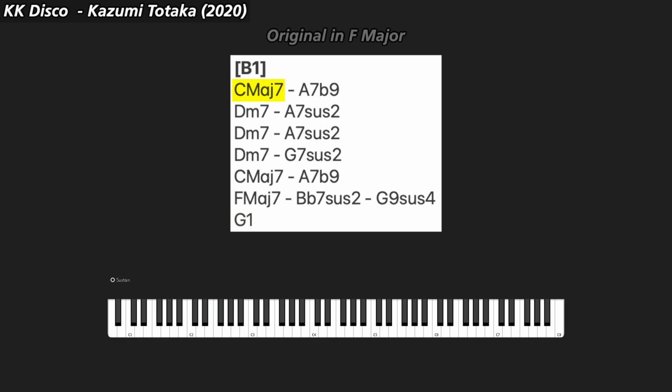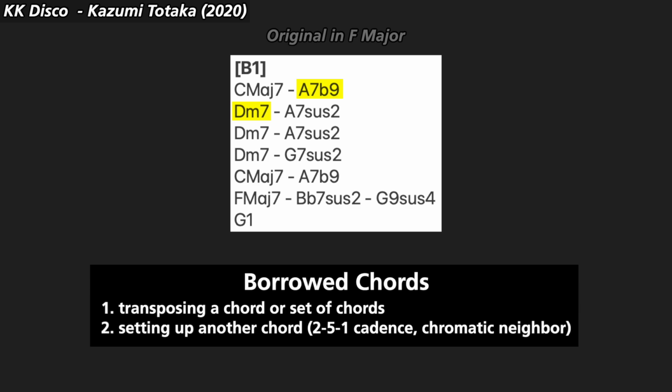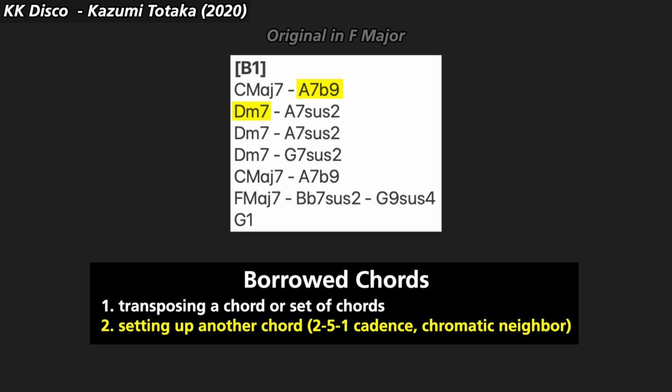It starts on the 1, C major 7, then we go A dominant 7 flat 9 to take us to D minor 7. This is the other way of using borrowed chords, setting up a chord that's already in our key. We set up the D minor 7 chord through an A dominant 7, the 5 chord in D harmonic minor. This one uses a flat 9 and then resolves to a D minor 7.